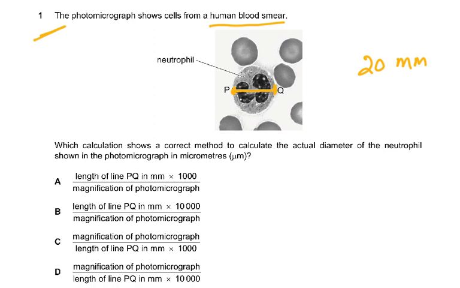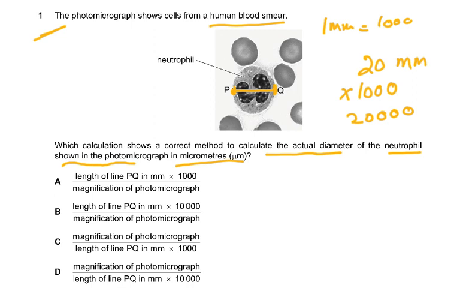Which calculation shows the correct method to calculate the actual diameter of the neutrophil shown in the photomicrograph in micrometers? In order to convert anything into micrometers, we have to multiply it by 1000, because 1 millimeter is equal to 1000 micrometers. So this would be 20,000. But then this would have to be divided by whatever the magnification. If something was written here like x40, then you would divide it by 40. So that is why the answer is A. The length of the line PQ in millimeter into 1000 and divided by the magnification of the photomicrograph.